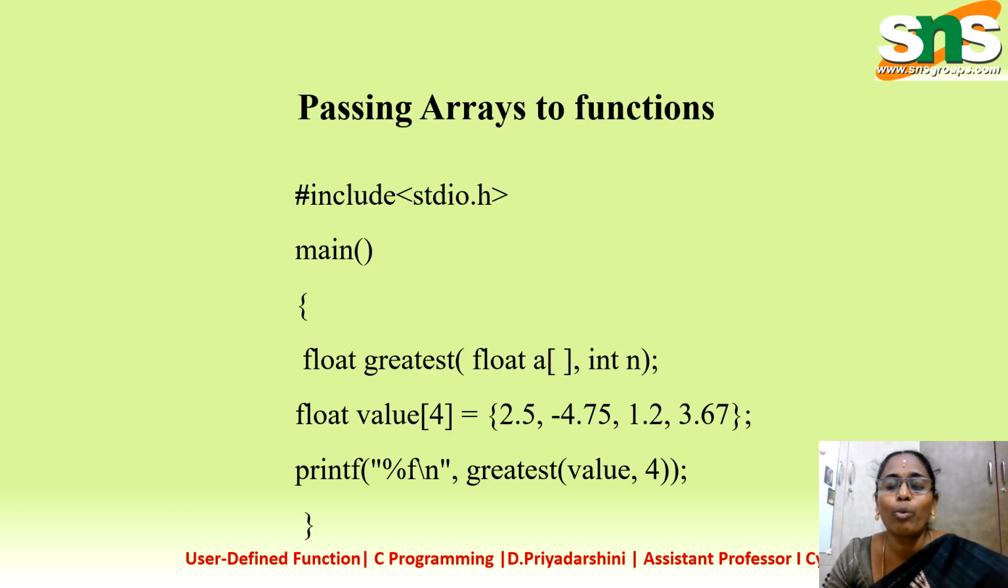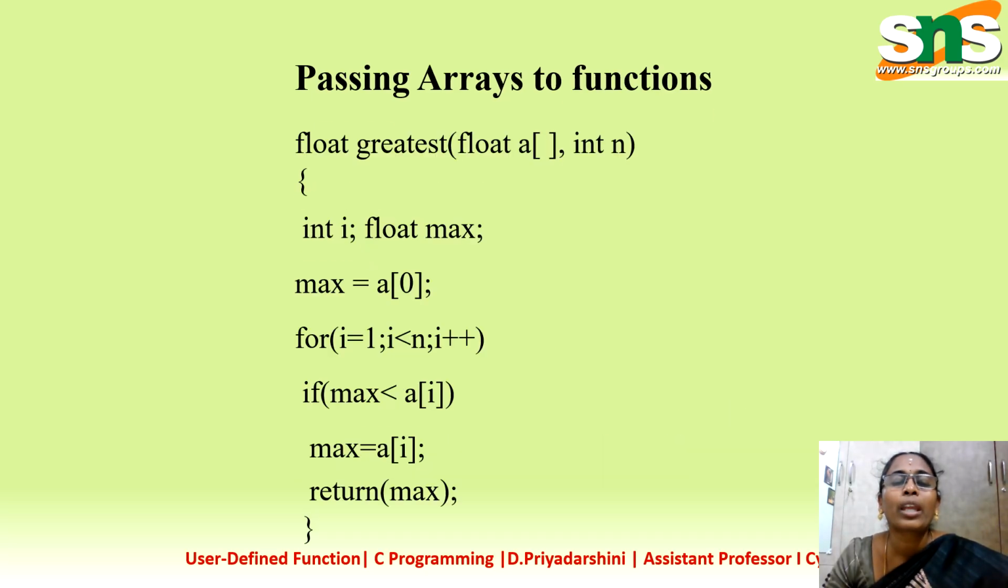It consists of four values: 2.5, minus 4.75, 1.2 and 3.67. Because it is declared as float, we can pass any decimal values to the greatest function, which finds the greatest value among all four. But here we are going to print all the values passed to the function greatest. Passing the array to the function is done with a for loop: for i equal to 1, i less than n, i plus plus.